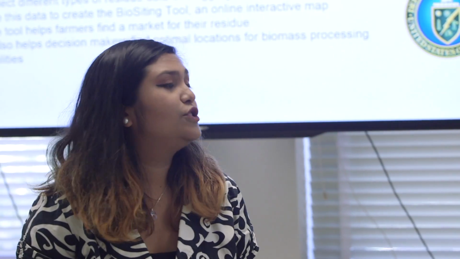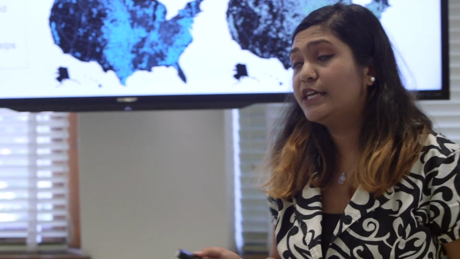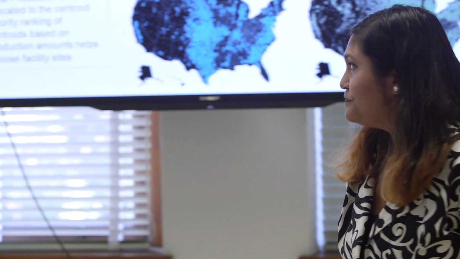First of all, I'd like to talk about the crop residue and how I collected those data. So I used the Cropland Data Layer and the National Land Cover Database, both of which have millions of point locations for different categories of crops. These point locations are extremely spread out, and that's why I used an unsupervised machine learning algorithm called K-means clustering. So what does K-means clustering do?